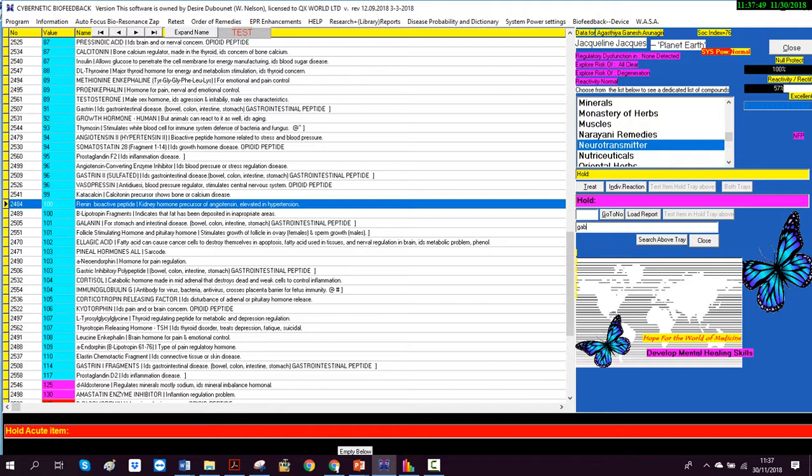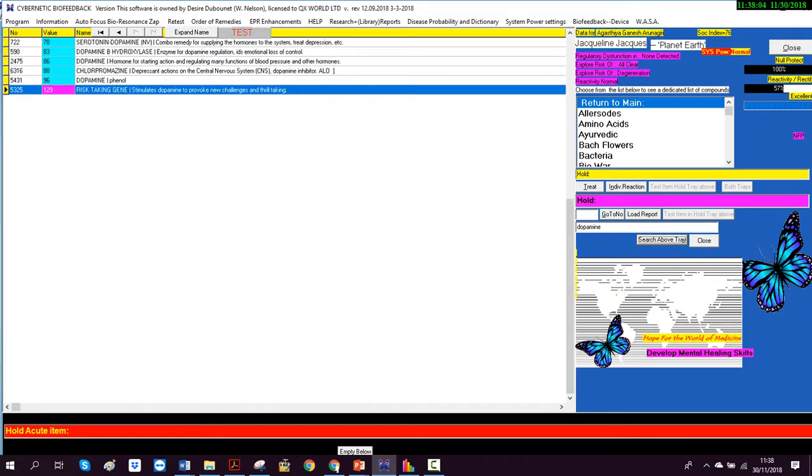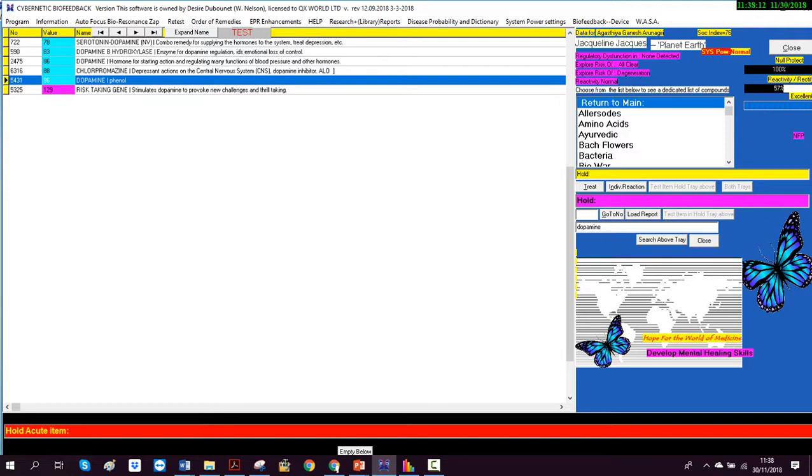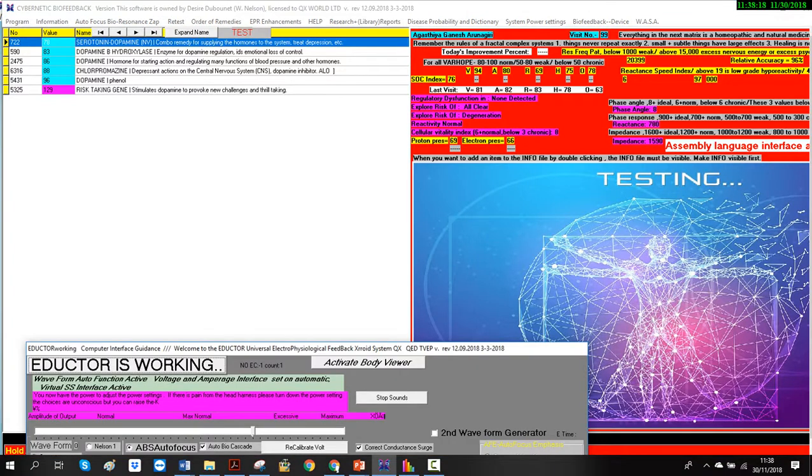And what is important is that right here, I can do a search in this matrix because there are more than 10,000 lines. I can look at all the lines that contain the word dopamine. And then I have the dopamine here. Let's say serotonin, dopamine. I can just go and treat. And there will be a 7 to 10 second zap of this frequency to the client. So you can see, we have plenty of those neurotransmitters.